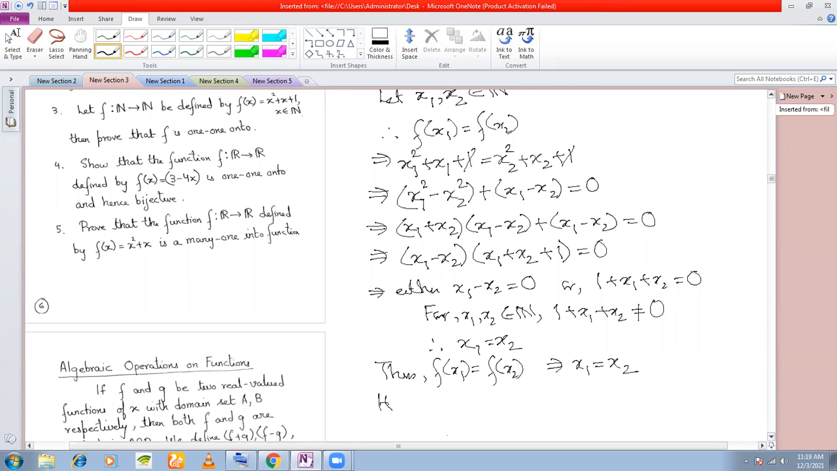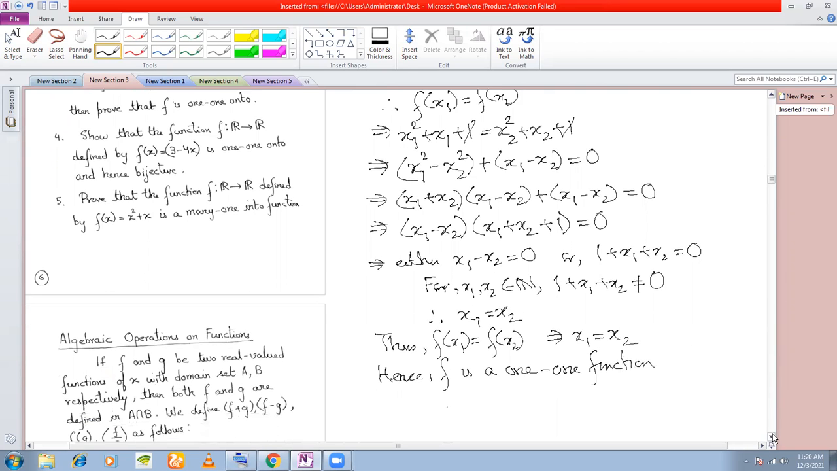Hence, f is a one-to-one function or injective function. Okay, we shall now proceed to show that f is also onto.